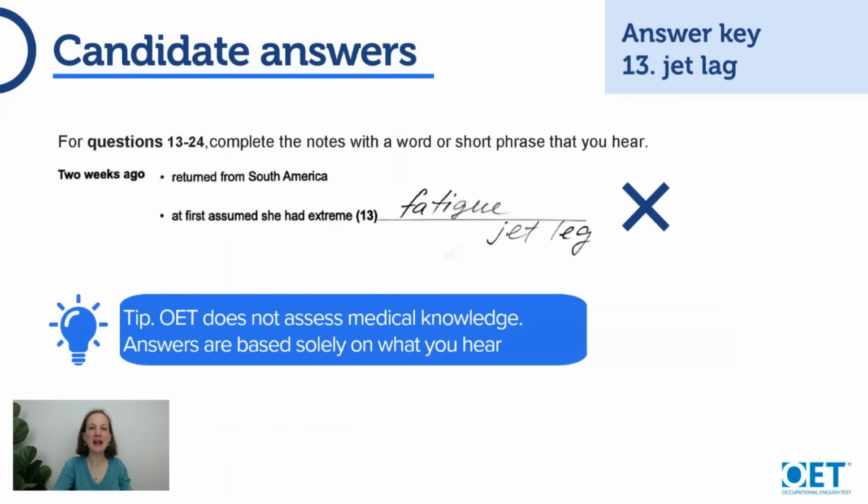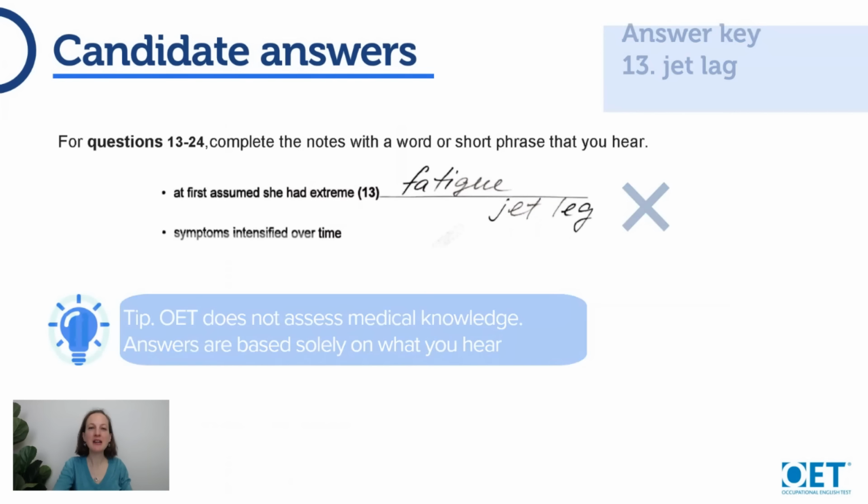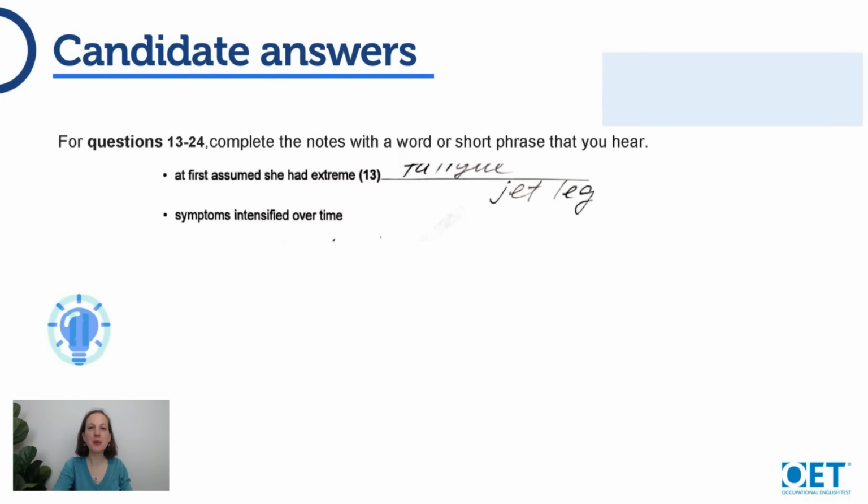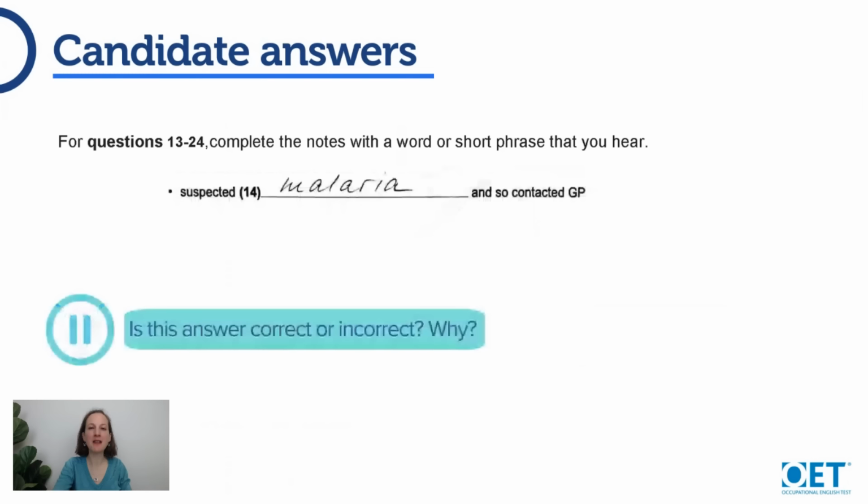OET Listening Part A is carefully written to ensure fairness. It does not assess medical knowledge. Answers are based solely on what you hear. Make sure that you study the prompts and keywords and listen to the audio carefully. Here is question 14. Pause the video to consider why malaria is wrong or correct.